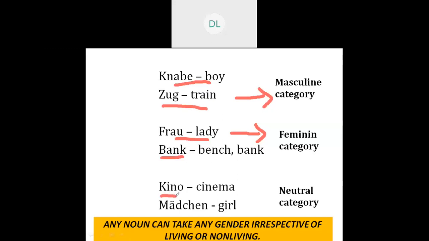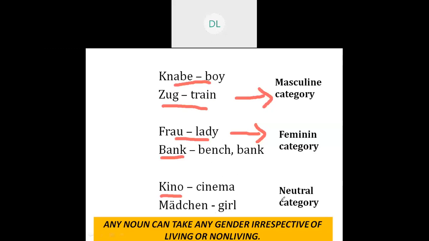Next one, Kino, non-living thing, meaning cinema, neutral category, no problem in it. But there's a noun called Mädchen, M-A umlaut D-C-H-E-N, which means a girl. Living. Then also coming under neutral category.